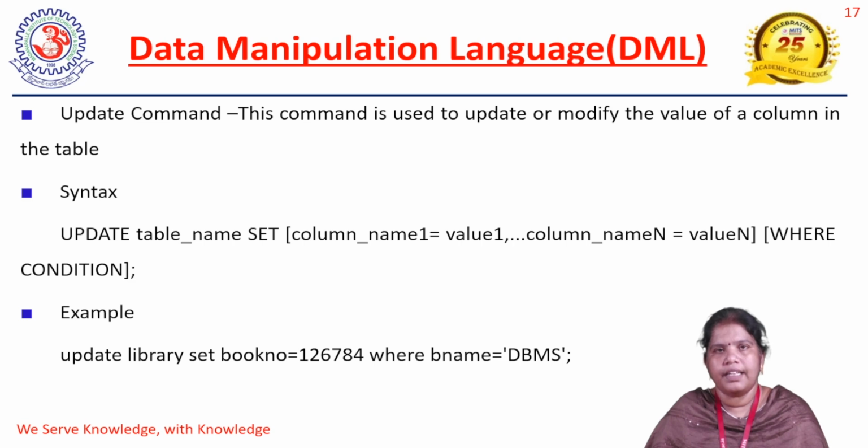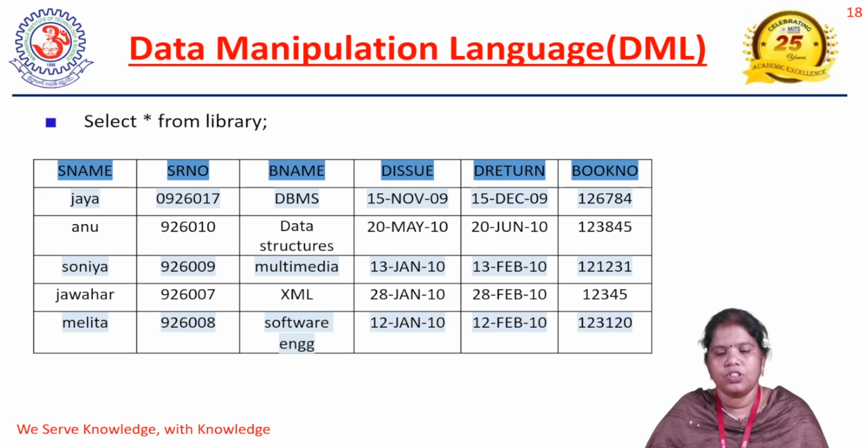Already we have book number 12345 for DBMS. This will change the book number to 126784. So in the first row, Jaya, the DBMS book, the book number will be changed to 126784.